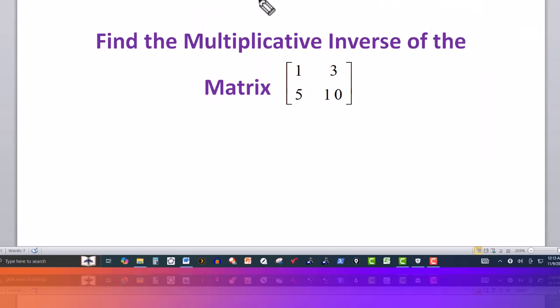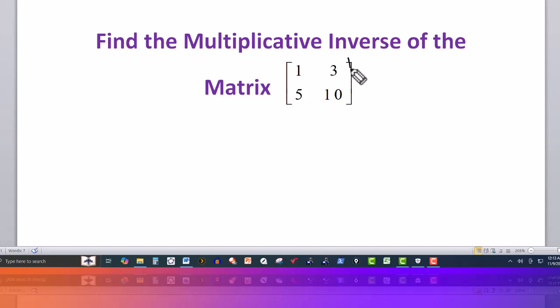So just like with numbers, say you have the number 2, the multiplicative inverse of 2 is 2 to the negative 1, or 1/2, because 2 times 1/2 gives you the identity element for multiplication, which is 1. 1 times any number gives you back the number. Same sort of thing with matrices. The first method uses an augmented matrix.